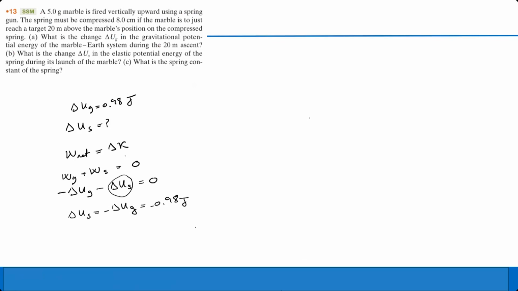Let's look at the work done by the spring. It is negative, and this makes sense because the object is ascending upwards.